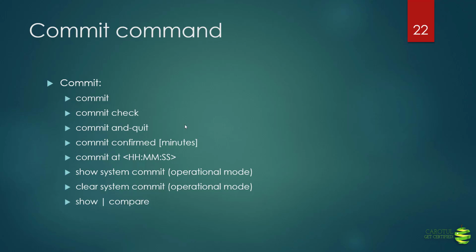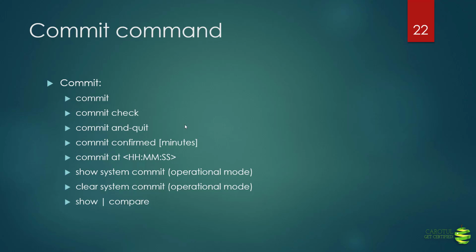I check everything properly, everything looks fine. So before the 5 minutes finish, I can type the commit command again to make sure that my commit was okay. If I don't, then it is going to roll back to the previous configuration, roll back 1. So that's a very useful command if you are configuring something where you do not have the console access.